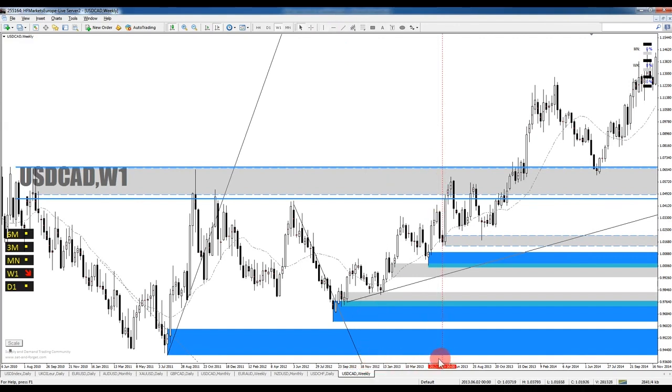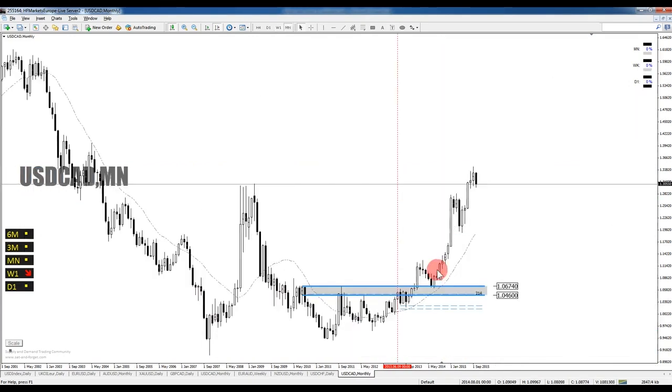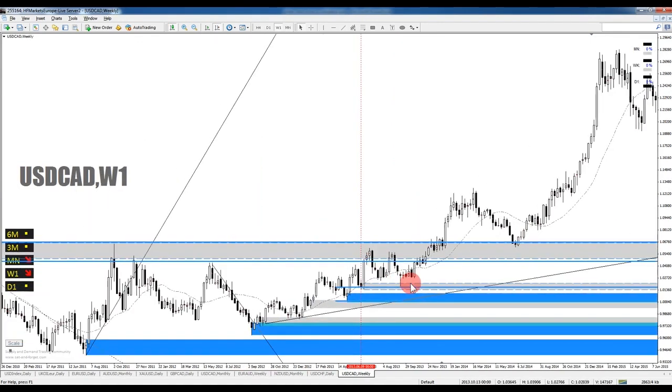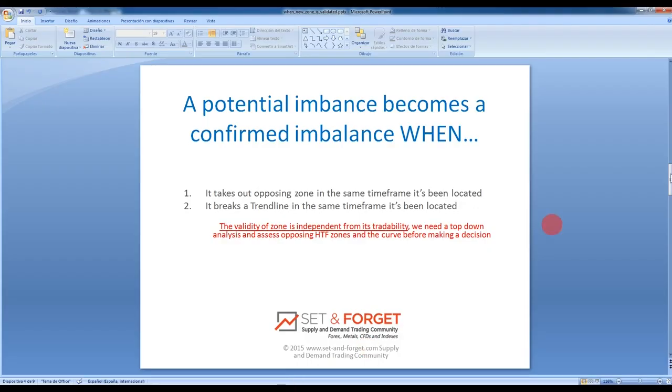So we have a potential area of demand, wow, or something like that. We are there, exactly. There it is. Trail line break, while long on the monthly. So that was tradable, because the monthly is used up. So this is what I'm saying always with this.